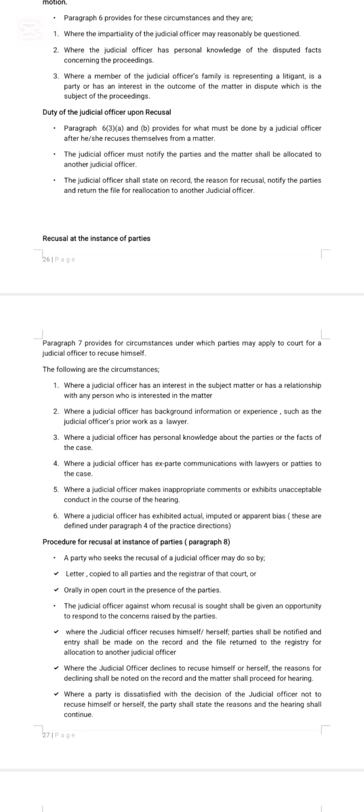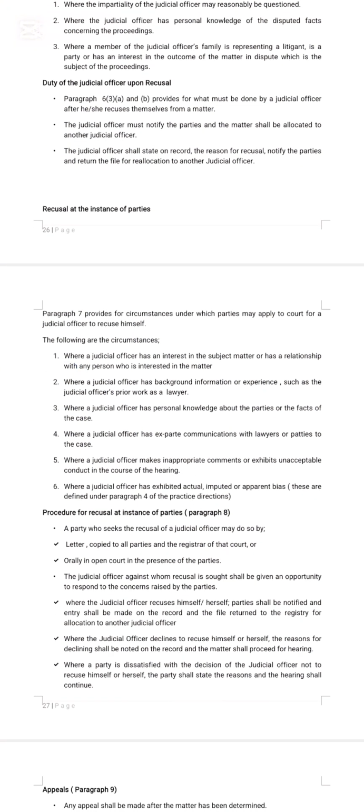So the duty of the judicial officer upon recusal, paragraph 6.3a, provides for what must be done by a judicial officer after he or she recuses themselves from a matter. The judicial officer must notify the parties, and the matter shall be allocated to another judicial officer, and the judicial officer shall state on record the reason for recusal.